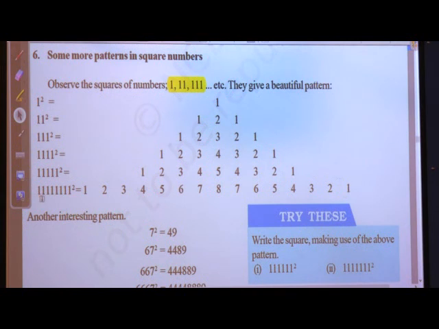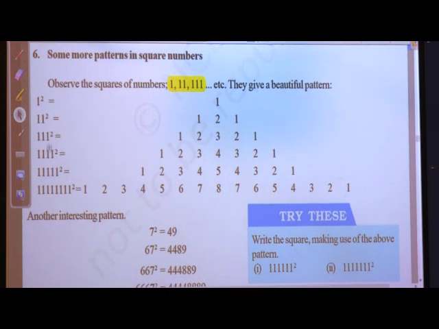Here, how many times is 1 present? 1, 2, 3, 4, 5, 6, 7, 8. 8 times 1 is present, and its square is 1, 2, 3, 4, 5, 6, 7, 8, and then it starts decreasing, 7, 6, 5, 4, 3, 2, 1. As the number of ones increases, we write that many natural numbers, and then decrease again from there.